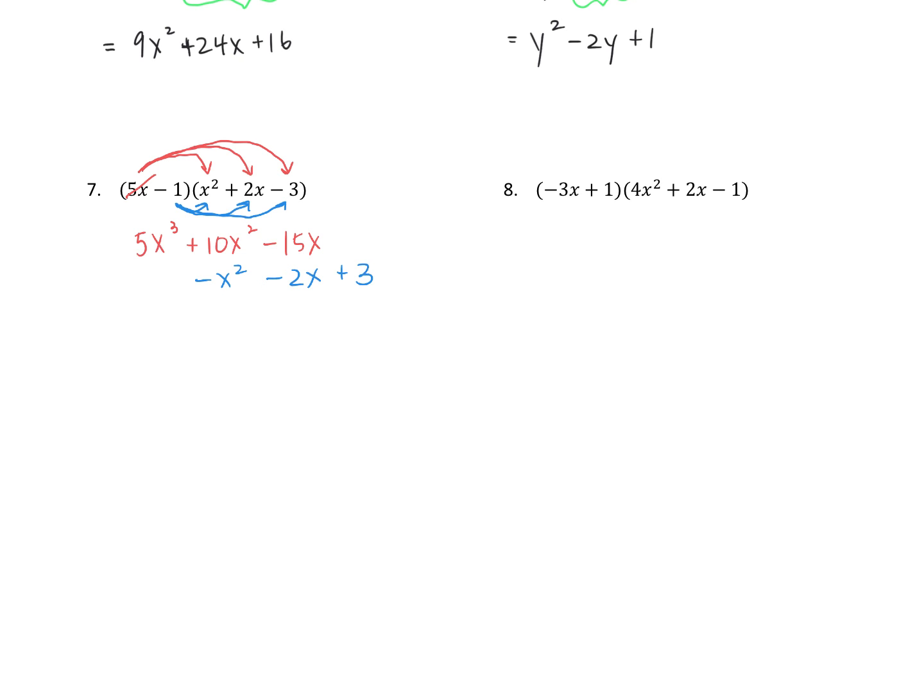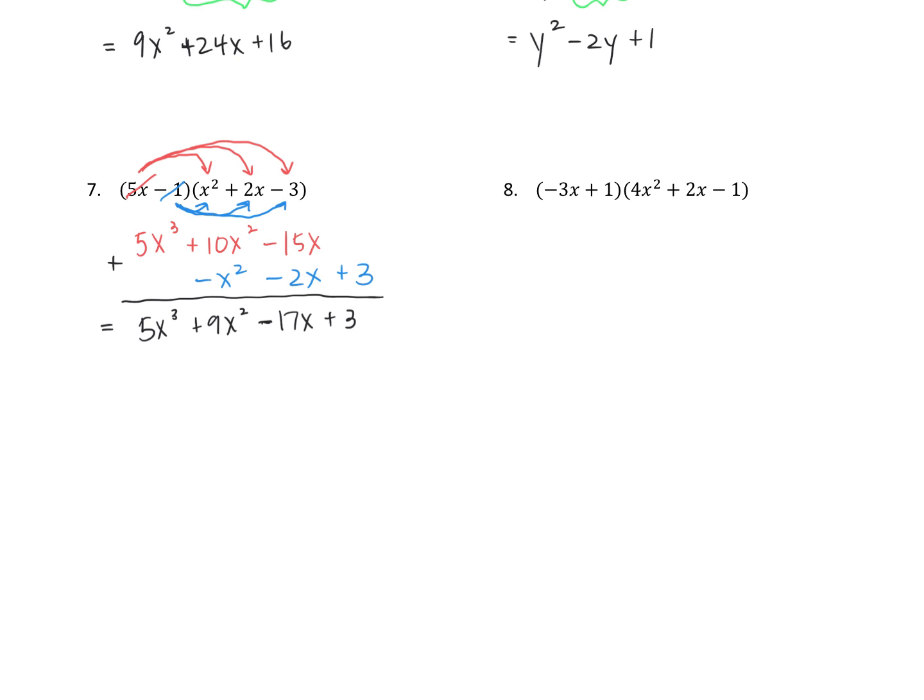And so now that I've distributed that negative 1 all the way, I'm going to simply add these together. So 5x cubed, 10x squared minus x squared is plus 9x squared. Negative 15x and negative 2x, that's negative 17x, and then plus 3. So that would be the polynomial I get when I multiply those two given polynomials from number 7.